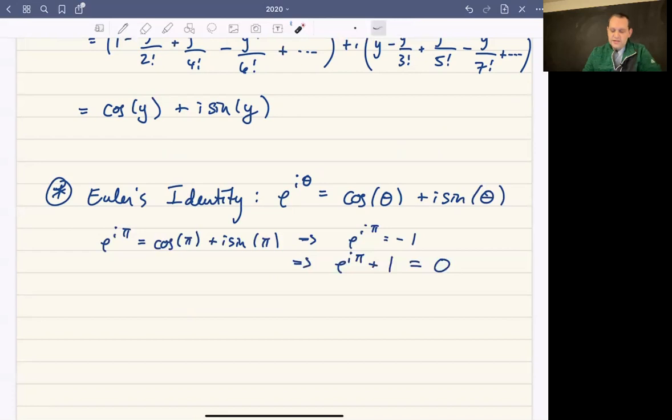So this is Euler's identity. What we'll do in the next video is see what Euler's identity has to tell us about differential equations.